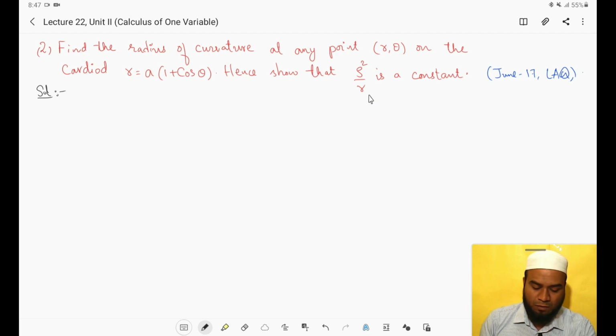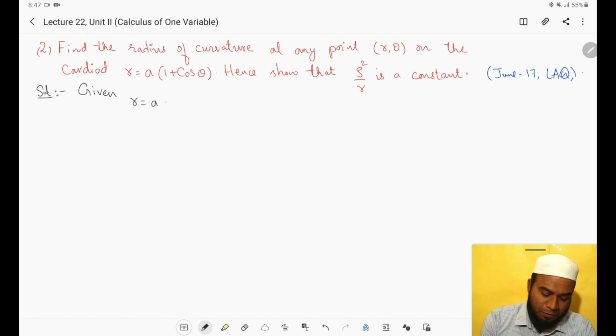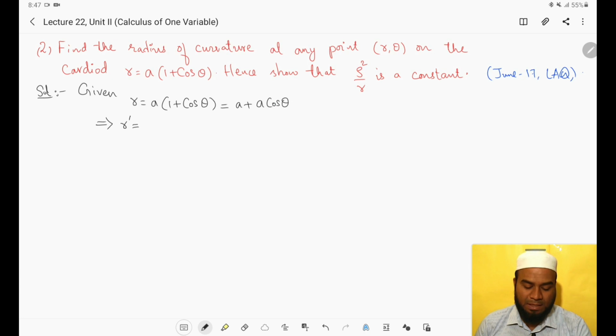So let us proceed towards the solution. First we will write what is given. Given is r equals a into 1 plus cos theta, right? This is the given curve. We need r dash and r double dash. So differentiating this with respect to theta, this can be written as r equals a plus a into cos theta.